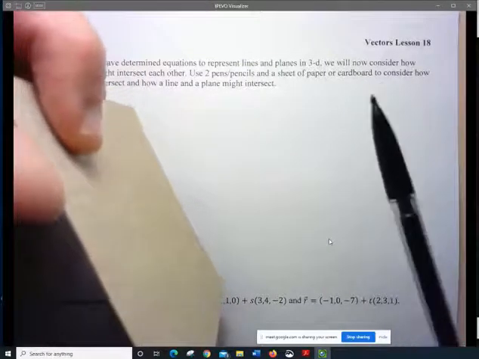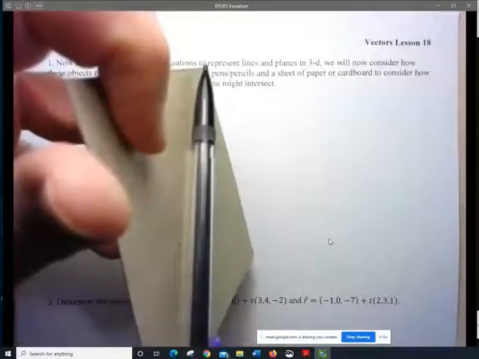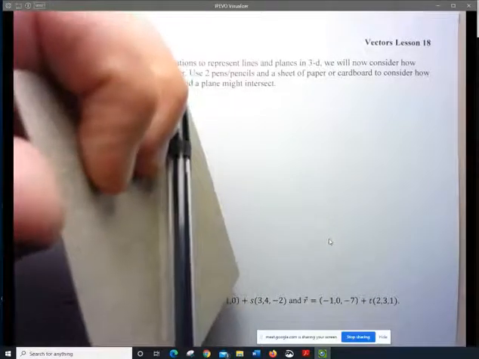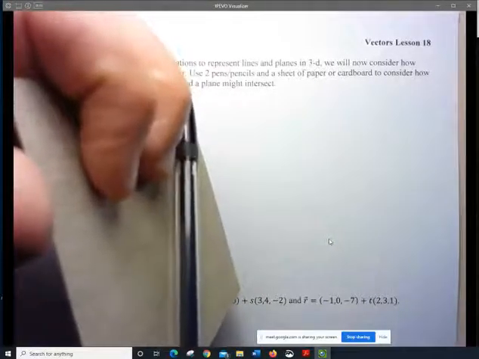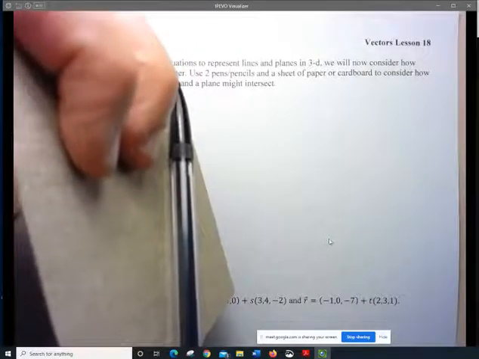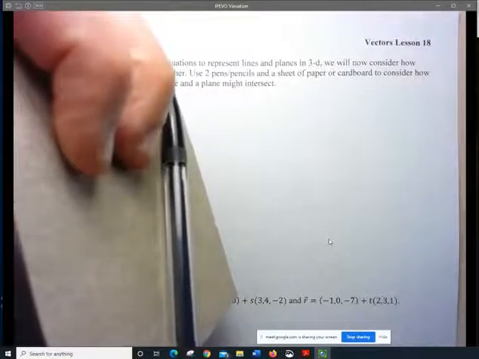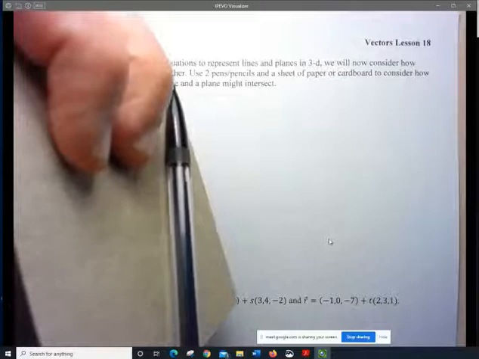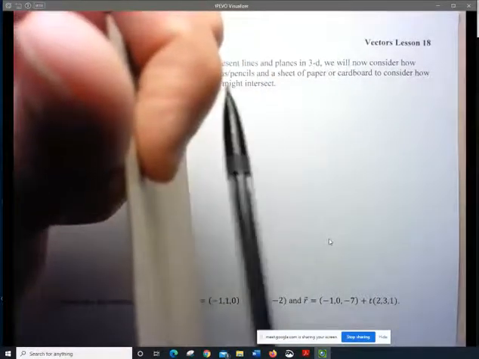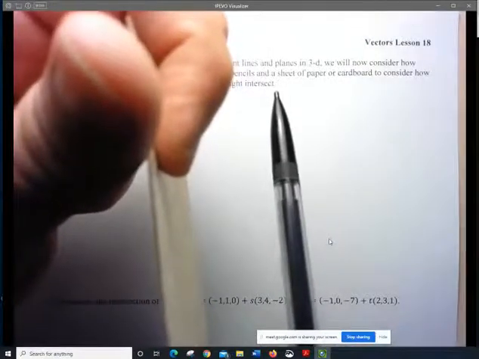Okay. Could be that the line is actually on the plane. So the line's definitely parallel to the plane, but it's not just parallel. It's actually on the plane. Okay. Let's see what else we have. Parallel, not parallel. Oh, it looks like you're giving me all of them there? Okay. So the other option is that the line is parallel to the plane, but is completely distinct. So they share no points of intersection.